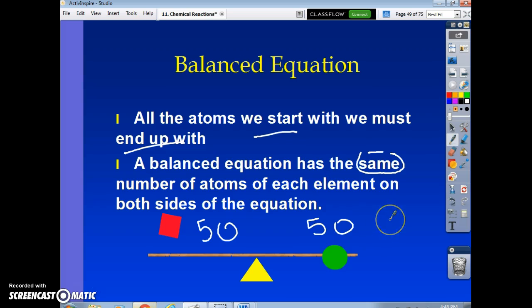So that's the whole purpose behind balancing an equation, and that's because of that law we talked about, the law of conservation of mass. Cannot be created or destroyed. Alright, let's try it.